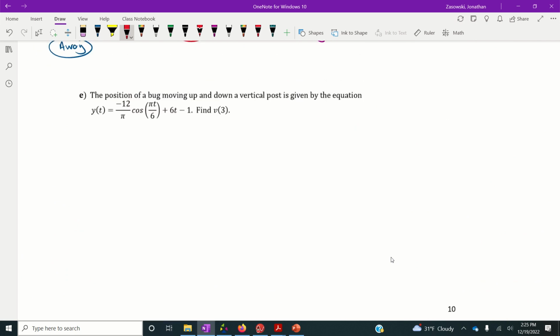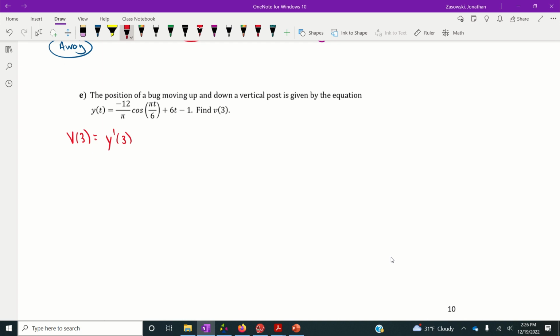Letter E, position of the bug is moving up and down a vertical post by the equation. Find V of 3. Okay, so once again, V of 3 is going to equal Y prime of 3. And I am not looking forward to doing this, but we can do it. All right, so we're taking the derivative with respect to t.